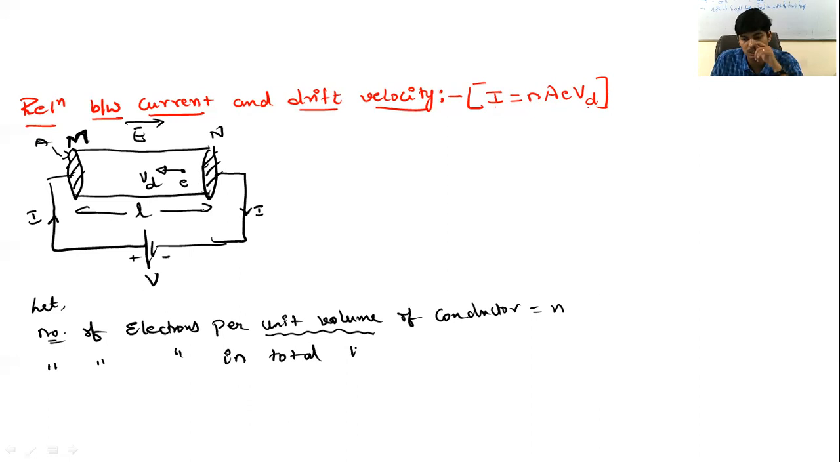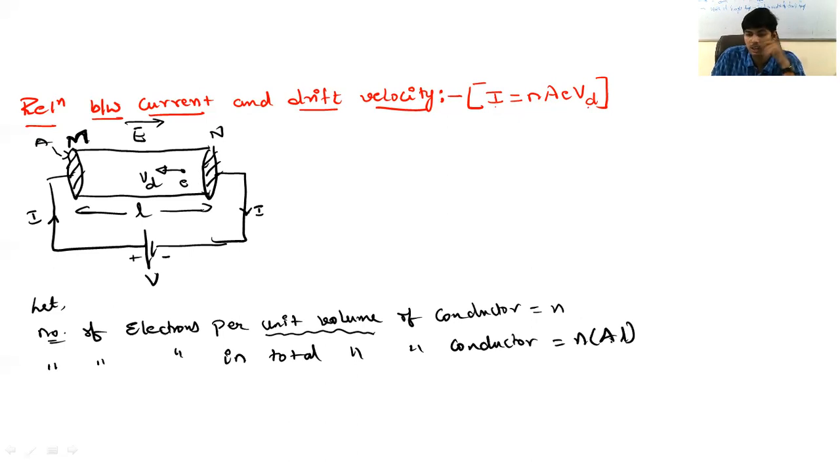Number of electrons in total volume of conductor. The number of electrons in the total volume of the conductor will be n into AL. How? In every 1 meter cube of conductor, we are assuming there are n electrons. In 2 meter cube volume of conductor, there will be 2n electrons. In 3 meter cube volume, there will be 3n electrons.